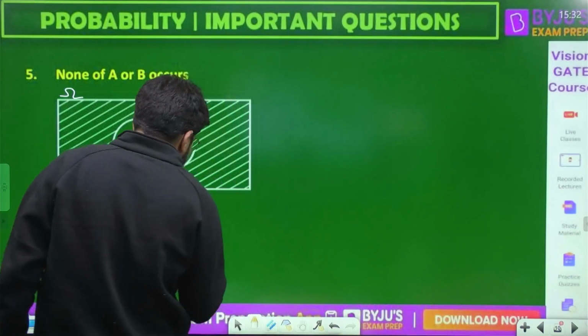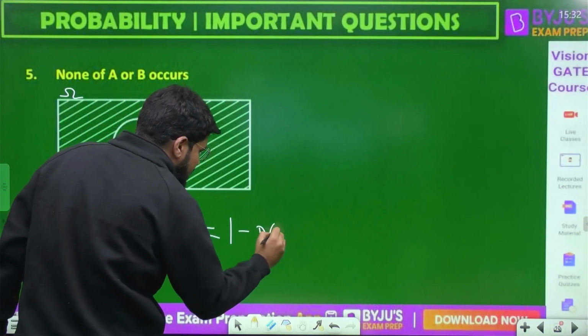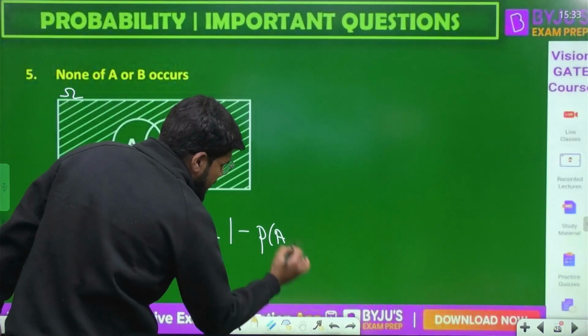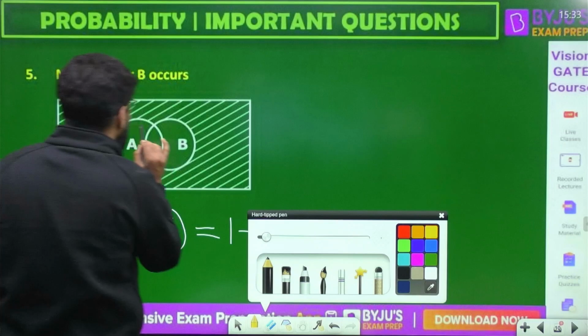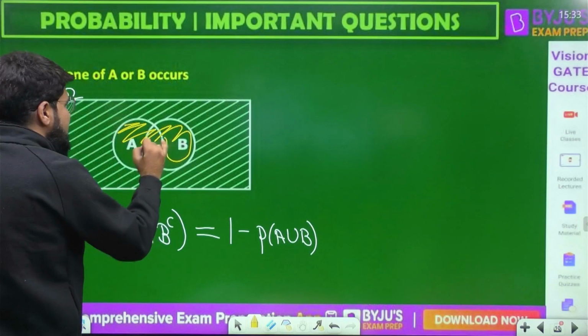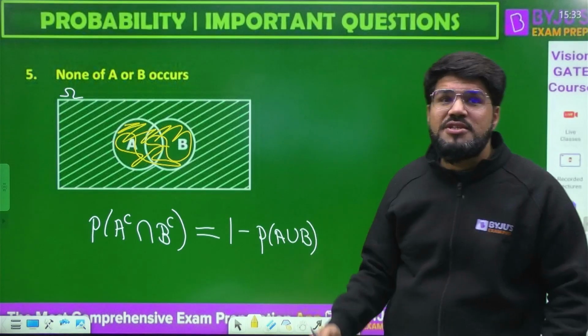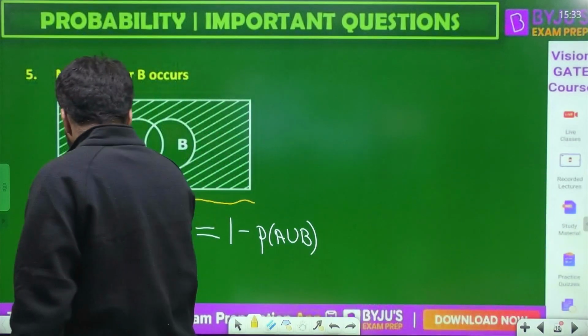And that is given by what formula? The total probability is always 1, and that is given by the formula 1 minus P of A union B. Because this particular region, as seen in case number 1, is the A union B. So now you are left with the remaining portion. So 1 minus P of A union B.